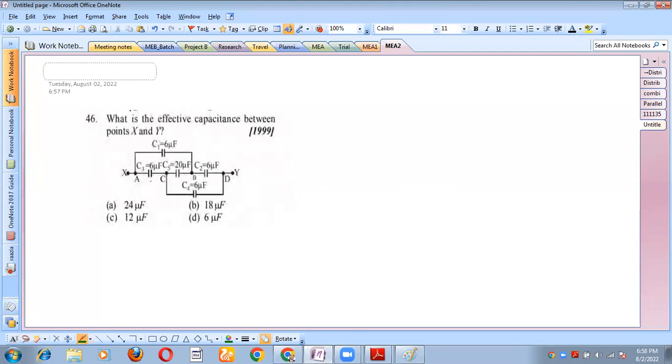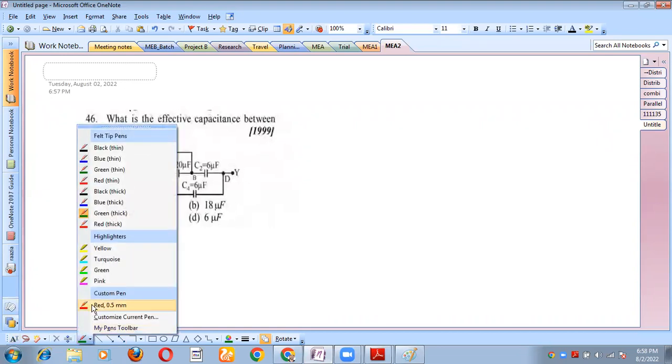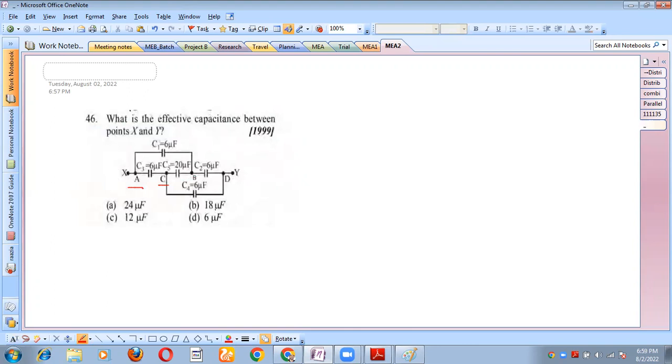we'll select points. Here we have point A, point C, point B, and point D. So I will write the points here: point A, then point B, then point C, then point D. Randomly, I will write these 4 points, A, B, C, and D. Now we will identify the capacitors connected between these different points.